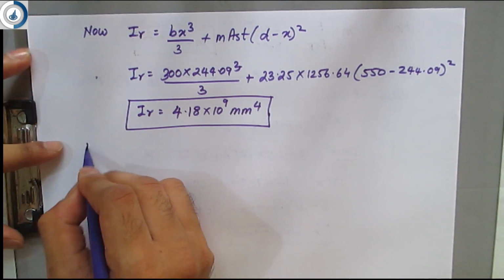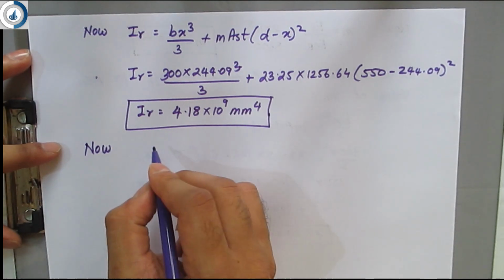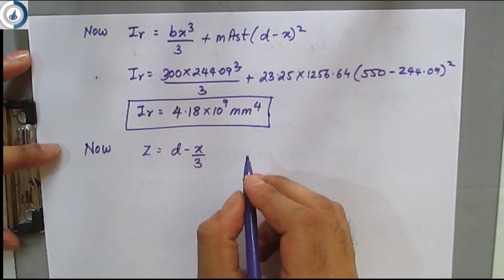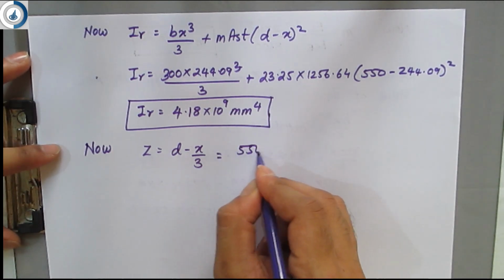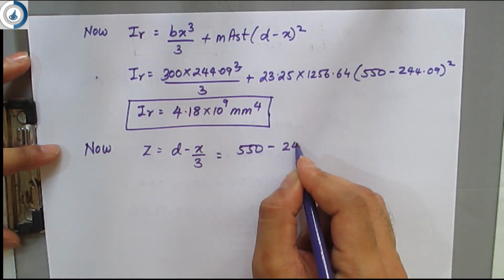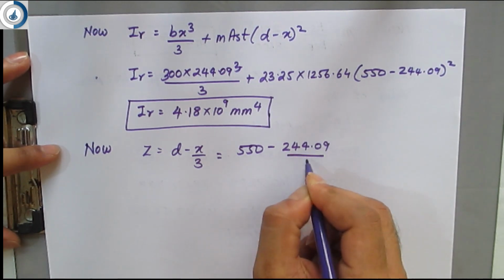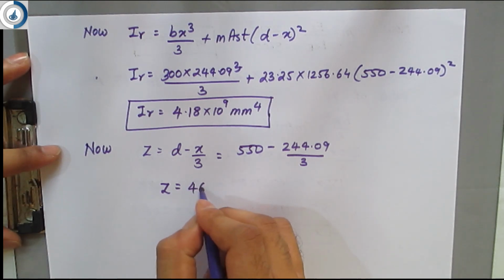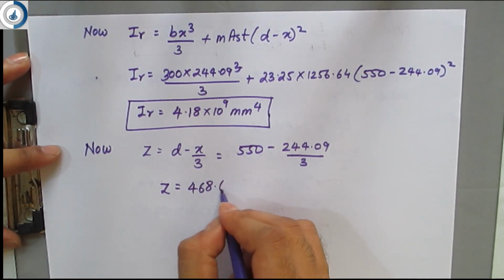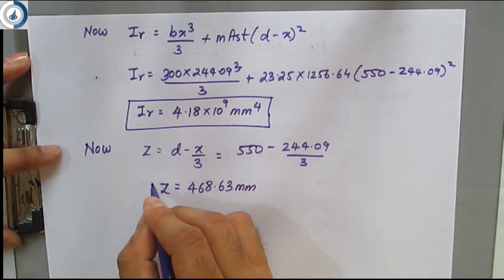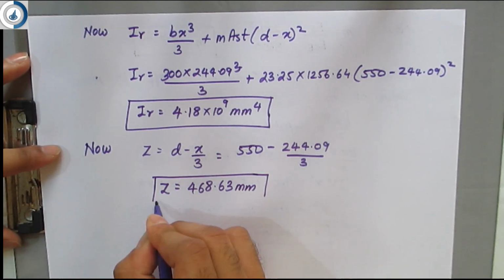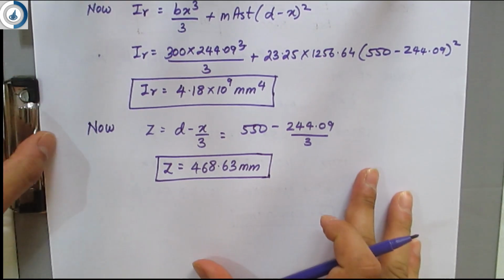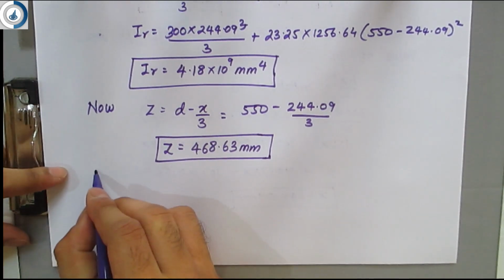So now the lever arm, that is Z, is equal to d minus x by 3. This is equal to 550 minus x, 244.09, divided by 3. So Z is equal to 468.63 mm. So this is your new lever arm. Okay. Now from page number 88.